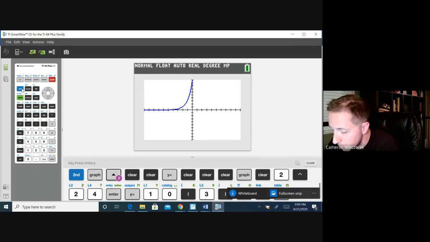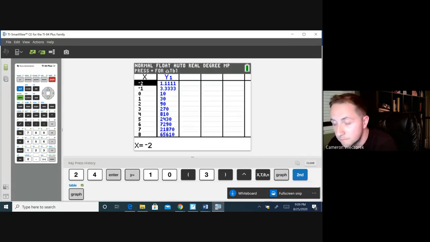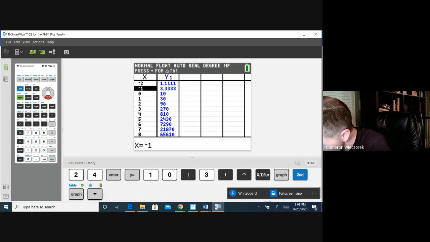To get your table, you go to second, graph. Okay, so hit second first, hit graph. And we already found 0, 10 was a point. Looks like if we go past 0, the numbers start getting too big. 30, 90, we don't have space for. So let's do some negative numbers. Looks like at -1, it's at 3.3. At -2, it's at 1.1.